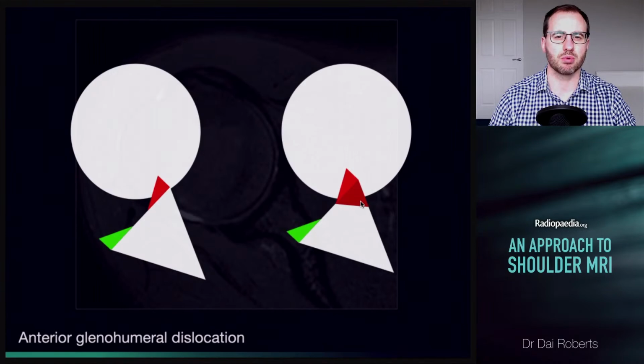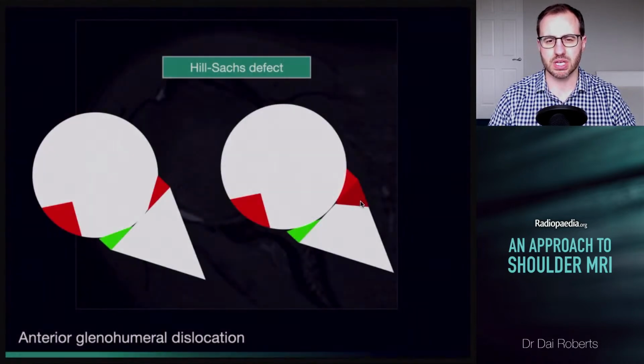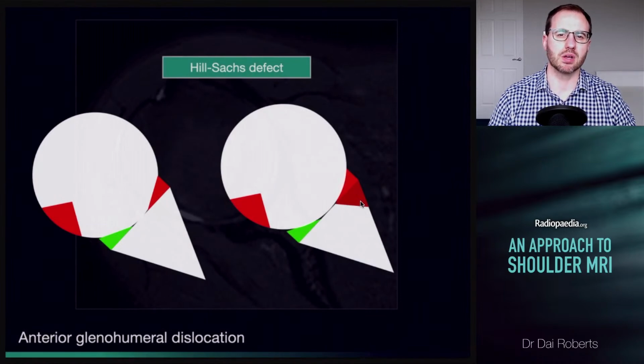Now, we don't tend to MRI people who have dislocated and are currently dislocated. They won't stay still, and it won't really help us. Sometimes people, if they have an engaging Hill-Sachs or something similar, they will be CT'd in that position, but we don't tend to do it in MRI. So we're going to see people who are relocated after that traumatic injury.